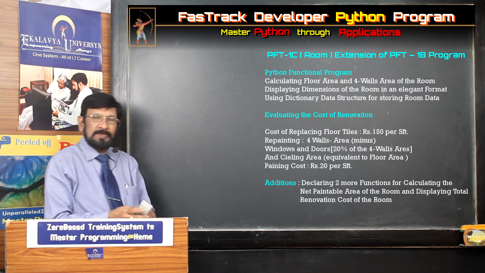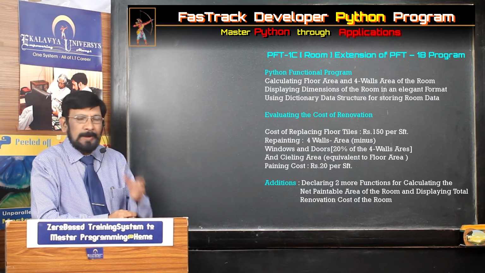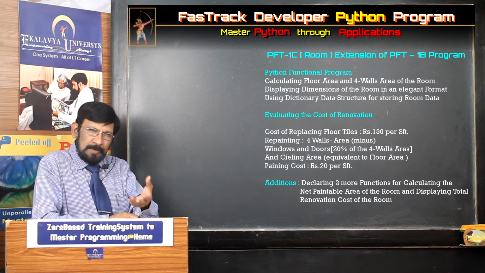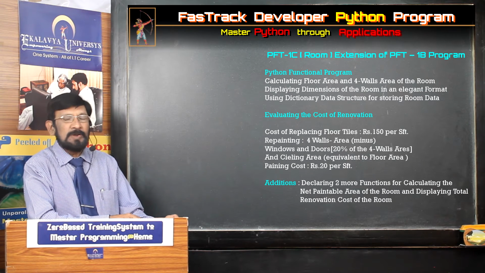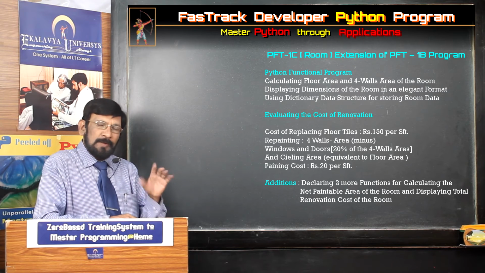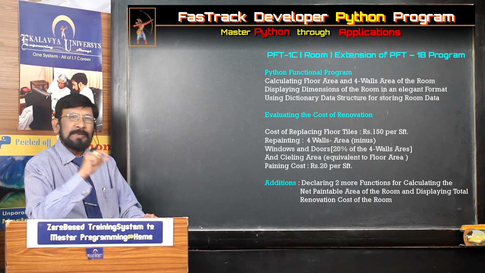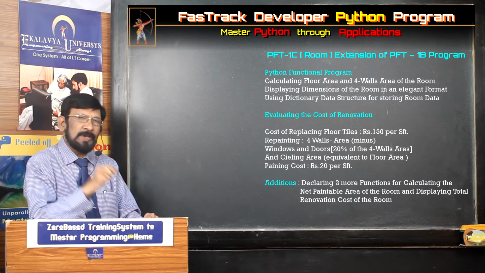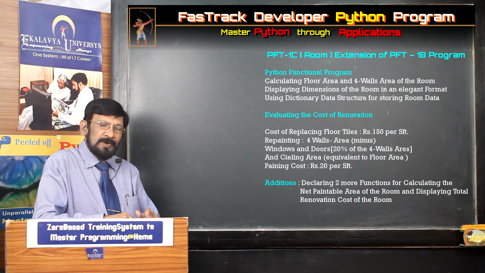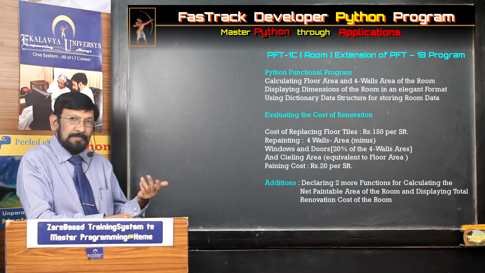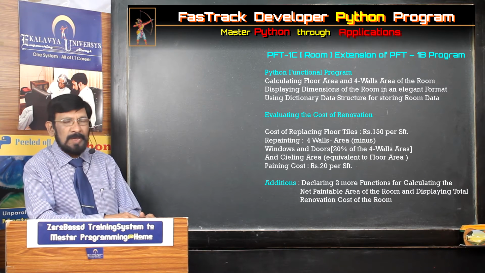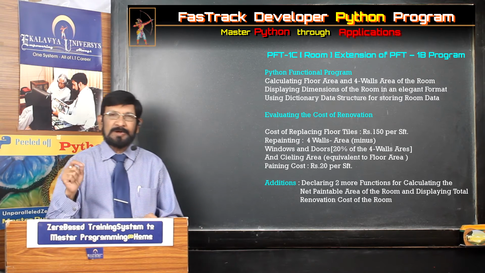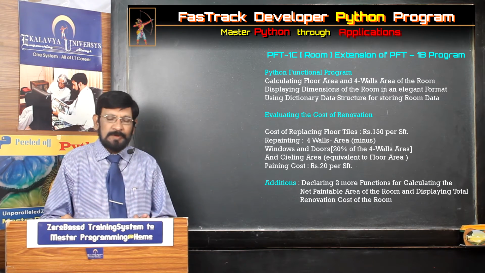So in this manner, you have to calculate the total floor replacing cost, and thereafter the paintable area. After calculating the paintable area, you have to calculate the painting cost, the repainting cost. So what are the other functions you have to define? The paintable area you have to calculate, and the painting cost you have to calculate. Ultimately, the renovation cost, a separate statement you have to print.